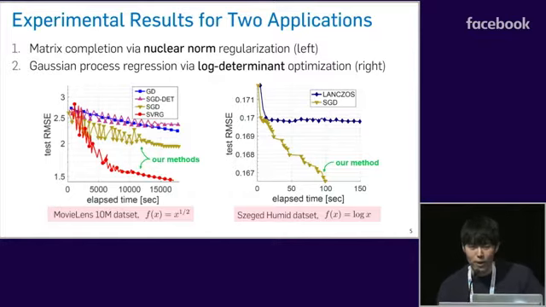We also apply our generic method to two applications, which are matrix completion and Gaussian process. Both problems involve spectral sum optimization with square root function and log function. Our method of SGD is marked by the yellow line and SVRG marked by the red line. As a result, our proposed algorithm runs at least 6 times faster than other gradient descent methods.